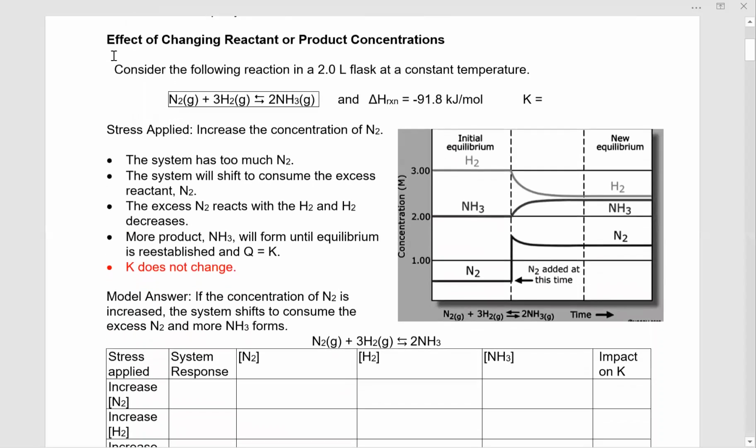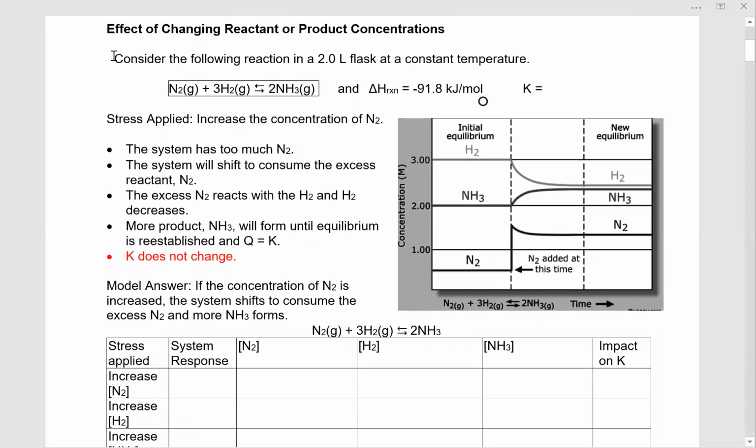So let's first look at the effect of changing reactant or product concentration. We're going to look at the following reaction in a 2-liter flask at a constant temperature. We have nitrogen plus hydrogen reacting to make ammonia, and our delta H of reaction is negative 91.8 kilojoules per mole. K in this case is going to be NH3 squared over N2 times H2 cubed. This should just be review for you.